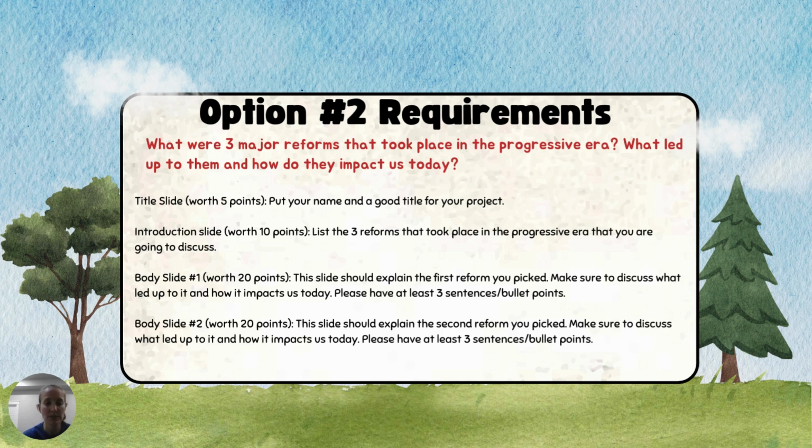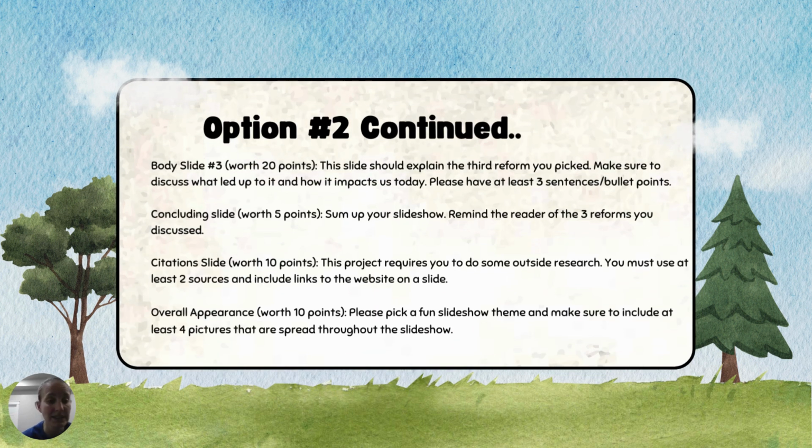Body slide number 2 is the same thing. It's worth 20 points, but you're going to talk about the second reform that happened. So follow the same format there. And then same thing with body slide number 3, worth 20 points. Explain the third reform you picked. Make sure to discuss what led up to it and how it impacts you today. Please have at least 3 sentences and bullet points.